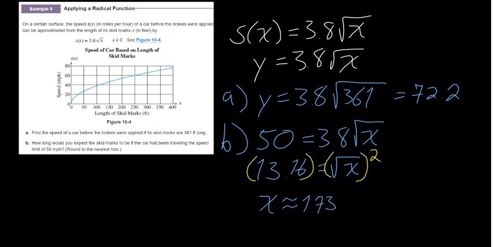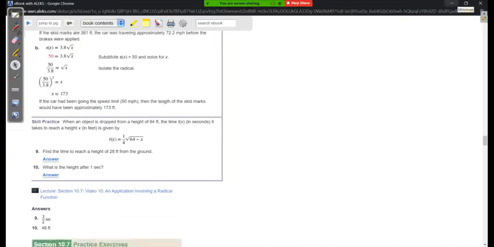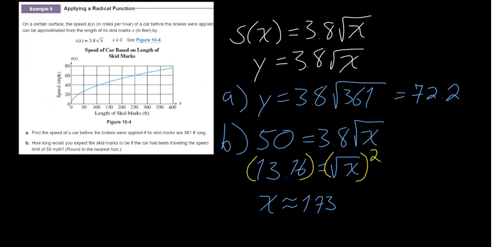So if you're going the speed limit of 50 miles per hour, we can expect skid marks around 173 feet long. I believe that is the last example. It is. Alrighty, so that does conclude today's lecture.